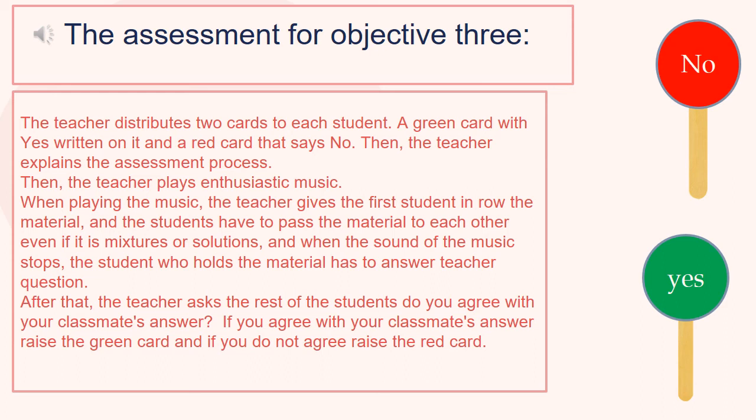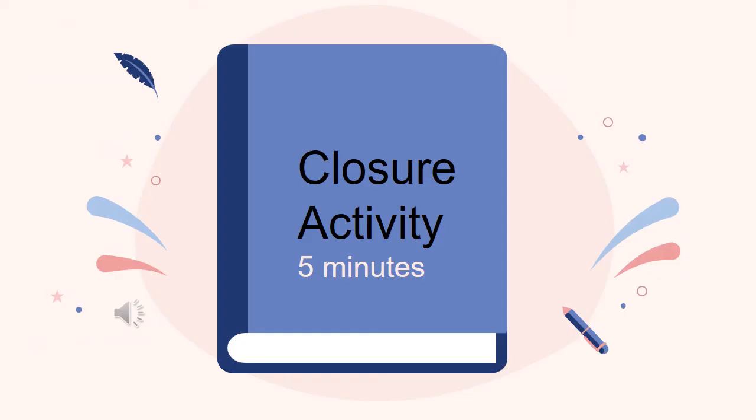After that, the teacher will ask the rest of the students, do you agree with your classmate's answer? And if they agree, they have to raise the green card, and if they do not agree, they have to raise the red card. The closure activity will take 5 minutes in the class, and the purpose of this activity is to measure students' understanding of the lesson, as well as attract the students' attention through the electronic game and increase enthusiasm among students to get the bonus points. And the winning student will be the hero scientist of the week.